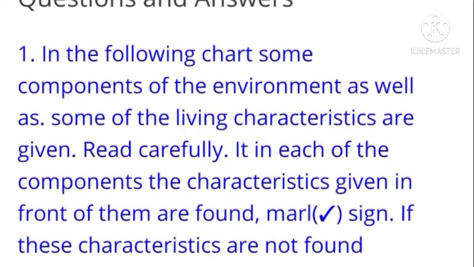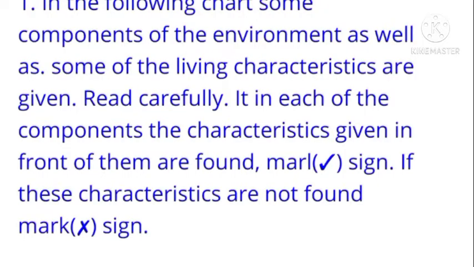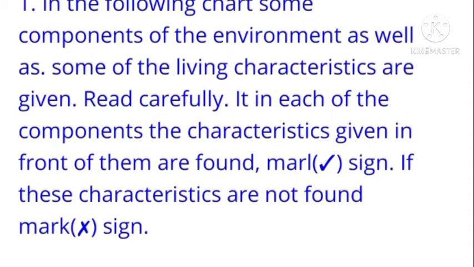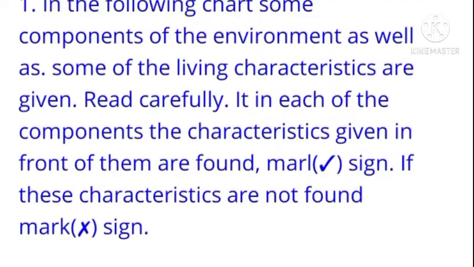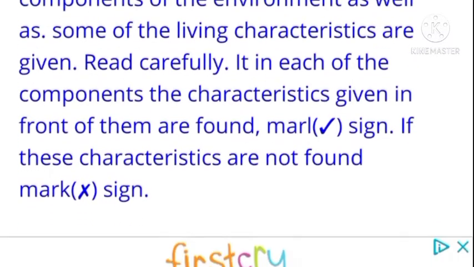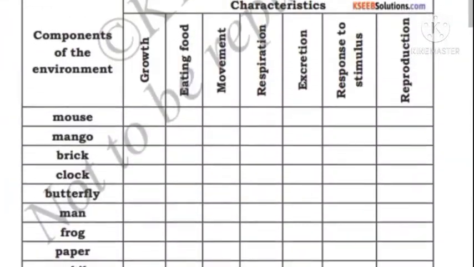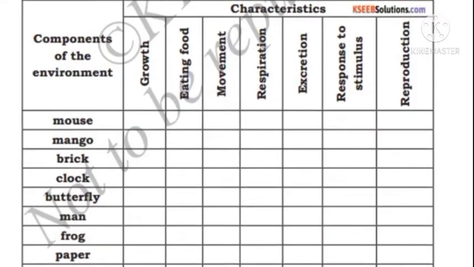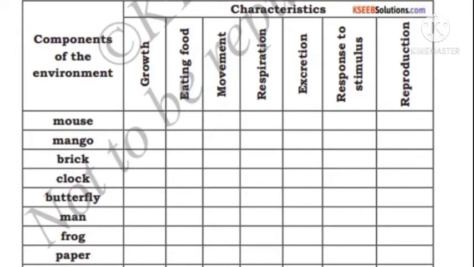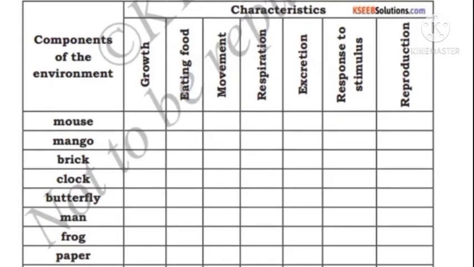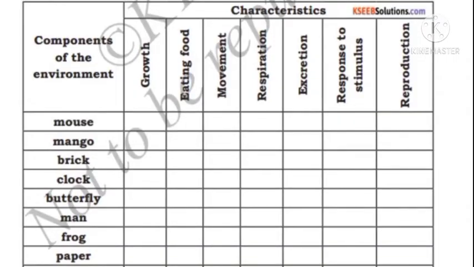In the following chart, some components of the environment as well as some of the living characters are given. Read carefully, and if in each of the components the characteristic is given in front of them, put a right mark. If these characteristics are not found, mark wrong. Okay, so see here, you can see groups, boxes. In one, components of the environment are there, and in the other boxes, growth, eating food, movement, respiration, excretion, response to stimuli, and reproduction are there.